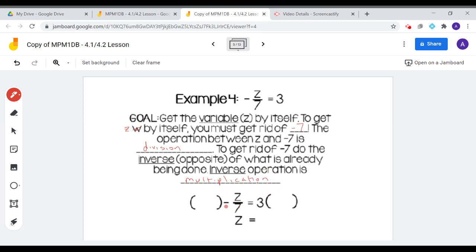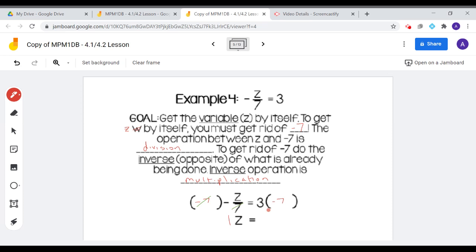So here, this is showing our multiplying. If we multiply by negative 7, then we notice that this negative 7 and this negative 7 will divide out, and we'll be left with 1 times z.